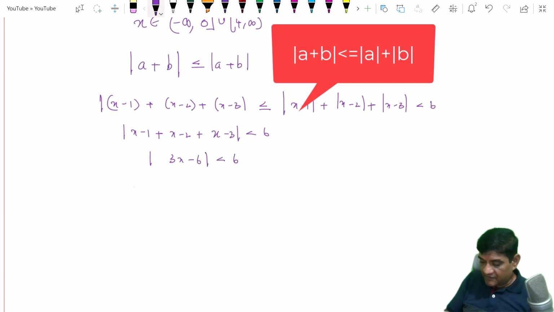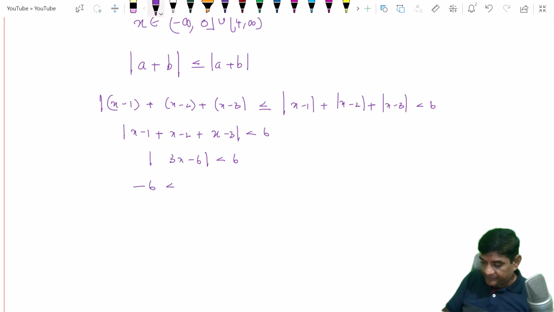What does that mean? This means that 3x minus 6 belongs to this particular interval. So when you add a 6 all over, this is going to be 0 less than 3x less than 12, which means 0 less than x less than 4. So when it is less than 6, this is the solution.